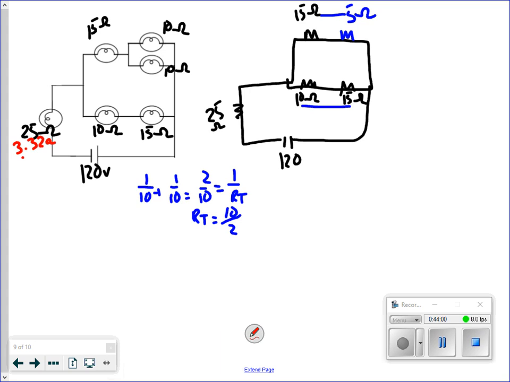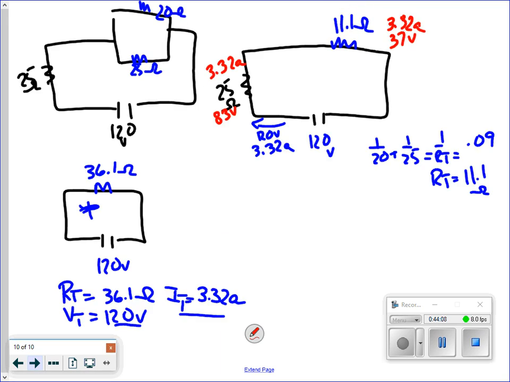3.32 amps and 83 volts. That's what's going on that resistor. That's not changing. End of story. So let's go back. Now all I want to do is focus here. Whoops, I went right off the board.